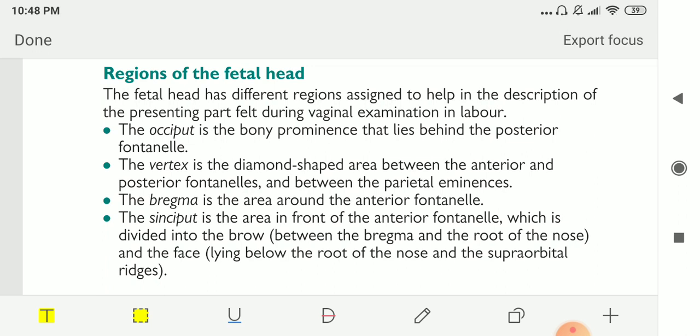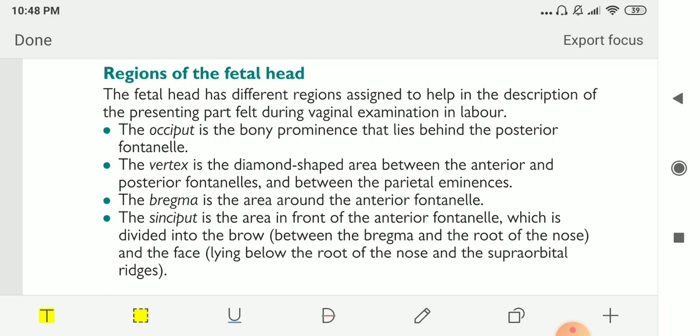So the area that is present behind the posterior fontanelle is called the occiput, because it is the occipital region. The vertex is a diamond-shaped area between the anterior and posterior fontanelles. Near the occipital bone there is the occiput, and the area between the 2 fontanelles is called the vertex.